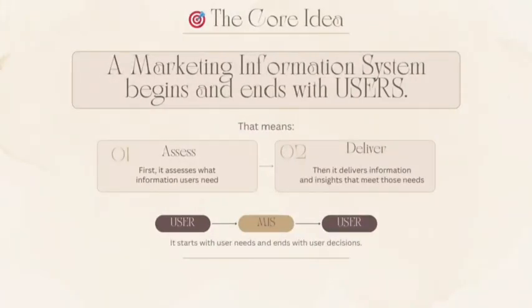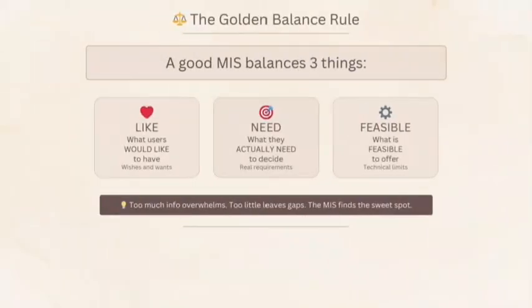The core idea: a marketing information system begins and ends with users. That means first it assesses what information users need. Then it delivers information and insights that meet those needs.